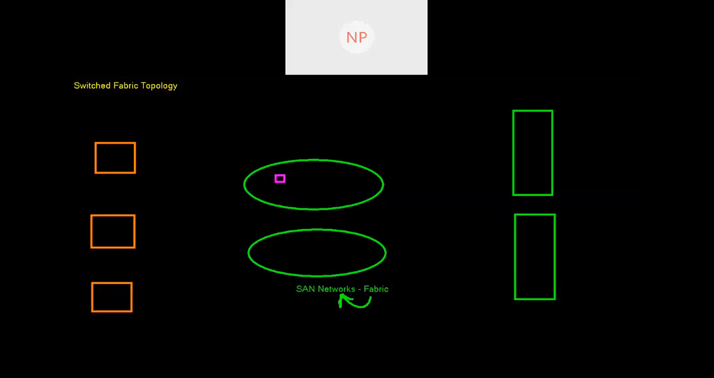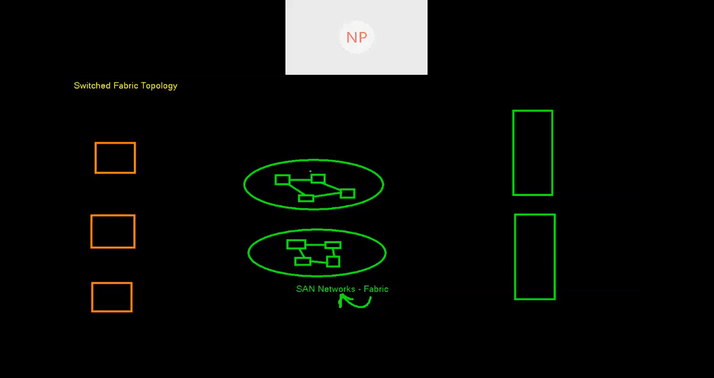And in each and every fabric, we'll have multiple SAN switches. So with the help of multiple SAN switches, I'll establish a SAN network called a fabric. Okay, I'll be using multiple SAN switches and creating a SAN network with those switches. Then it is a fabric. I mean, that is a switched fabric topology.